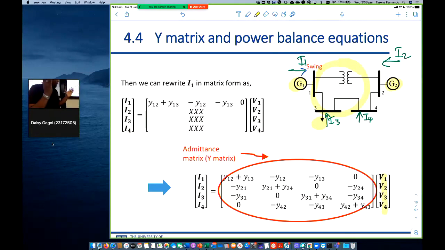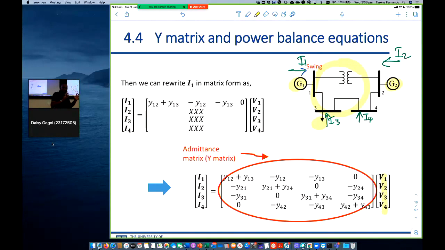So by writing Kirchhoff's current law at each of the nodes, we can arrive at that matrix equation. The currents I1, I2, I3, I4 equals the admittance matrix times the voltage vector. So then we've talked about how to actually generate the admittance matrix. I mean, it all falls out if you write the basic equations.